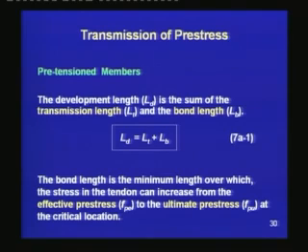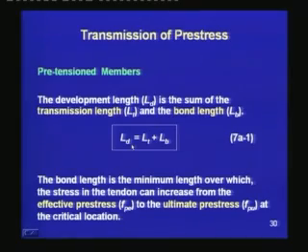In this lecture, we shall consider that all the strands are having bond throughout the length of the member. To come back to the development length, which will be denoted as LD, it is the sum of the transmission length LT and the bond length, which will be referred to as LB. Thus, LD is equal to LT plus LB. The bond length is the minimum length over which the stress in the tendon can increase from the effective prestress FPE to the ultimate prestress FPU at the critical location.